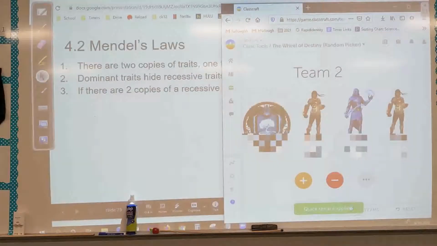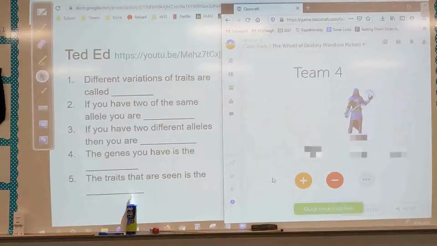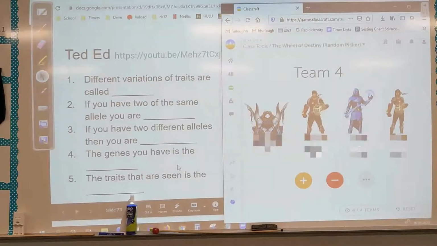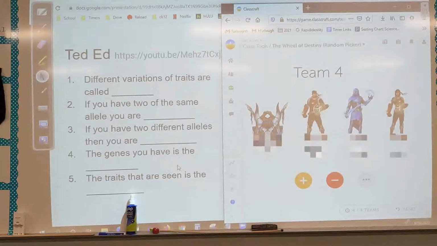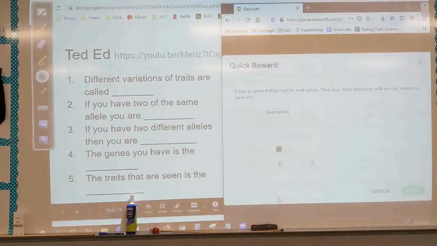All right. And next, Bennett, Jaden, or Ramya. The genes you have is your blank. Hey guys, would that be the genotype? That would be the genotype. Okay. So if you're talking about the genes, it's the genotype.